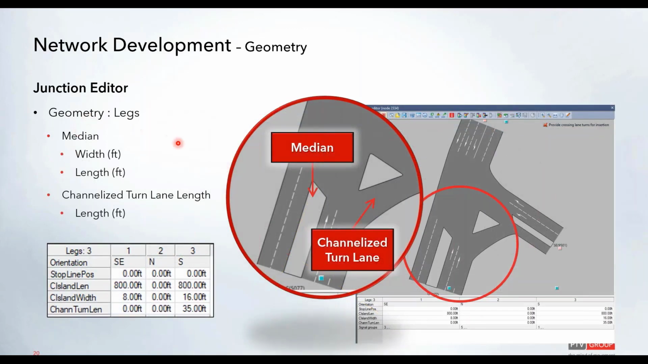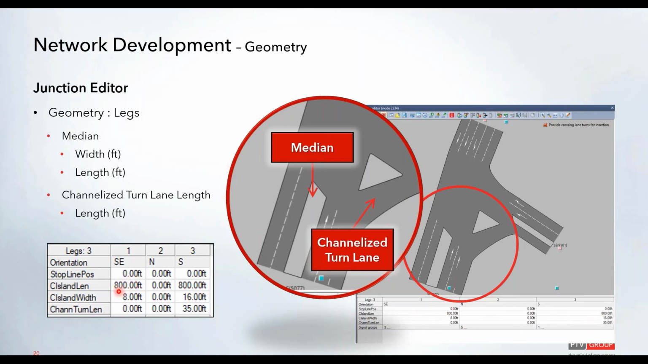So first of all, geometry for legs allows you to define a little further detail. For example, if you have a median, you can define a median in between those two directions by defining its width and length. And also, if you have channelized turns, mostly right turns, you can specify that length information. All the updates you make will be visualized within this Junction Editor, and all the further details for those center islands, so-called medians, and channelized turn lanes can be entered in a data field at the bottom here.